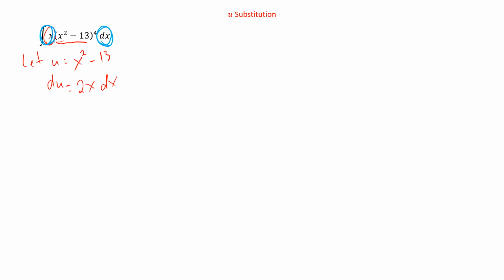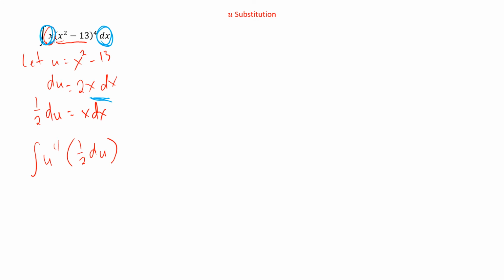And so the x dx, here we have x dx, we have 2x dx. I don't want the 2. So we're going to move the 2 over to the other side using division. So 1/2 du equals x dx. And so we can plug that in for the x dx. We can plug in u for that. So we're going to end up with the antiderivative of u to the fourth times 1/2 du. The 1/2 can move to the front. We don't have to worry about that.